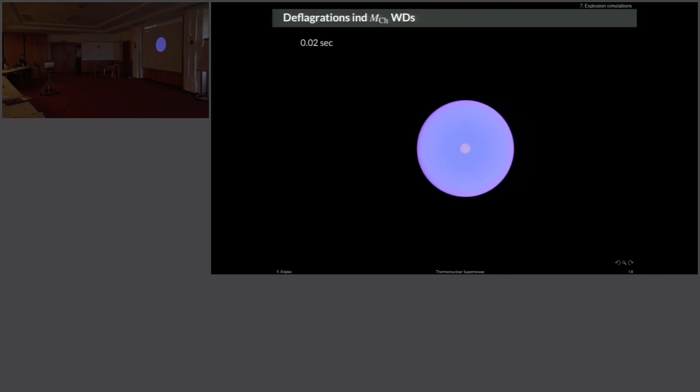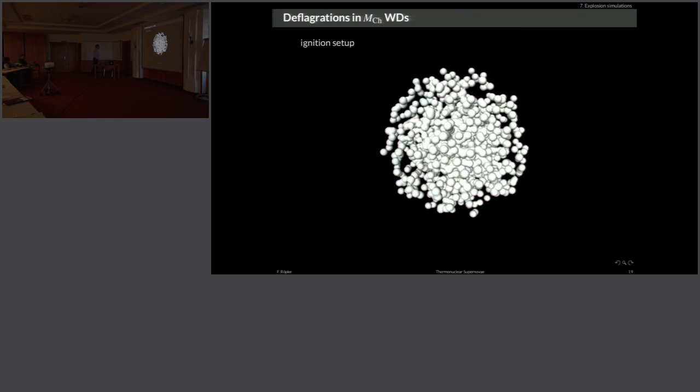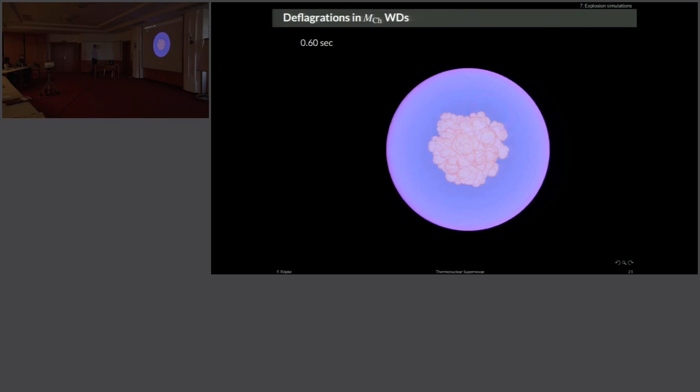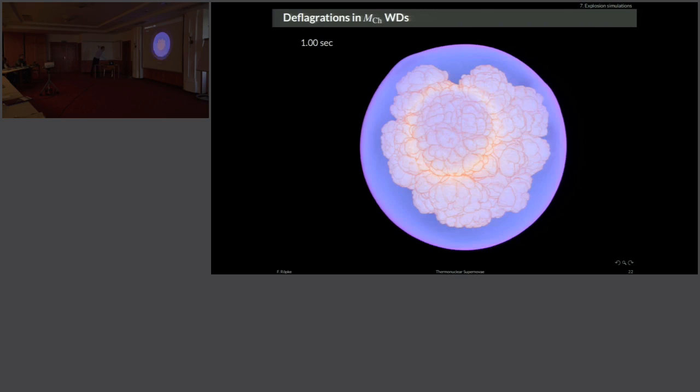So what is the situation we find in multi-D 3D simulations of deflagrations in Chandrasekhar-mass white dwarfs? Well, here's an example. This is a Chandrasekhar-mass carbon-oxygen white dwarf, and it is ignited artificially at the center, and for this model we have chosen a large number of ignition bubbles placed here in the center, and then the flame propagates outwards, and it is, as expected, subject to these buoyancy instabilities leading to these mushroom-shaped features of burning material that rises into the fuel.